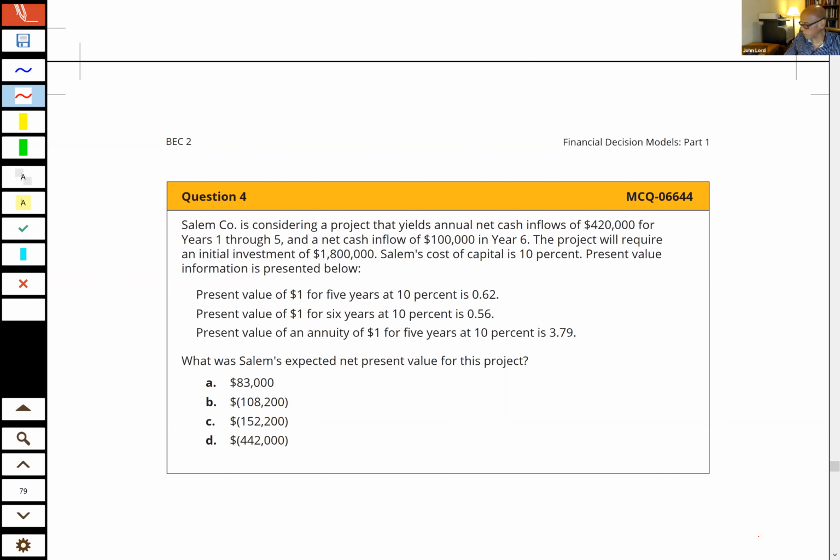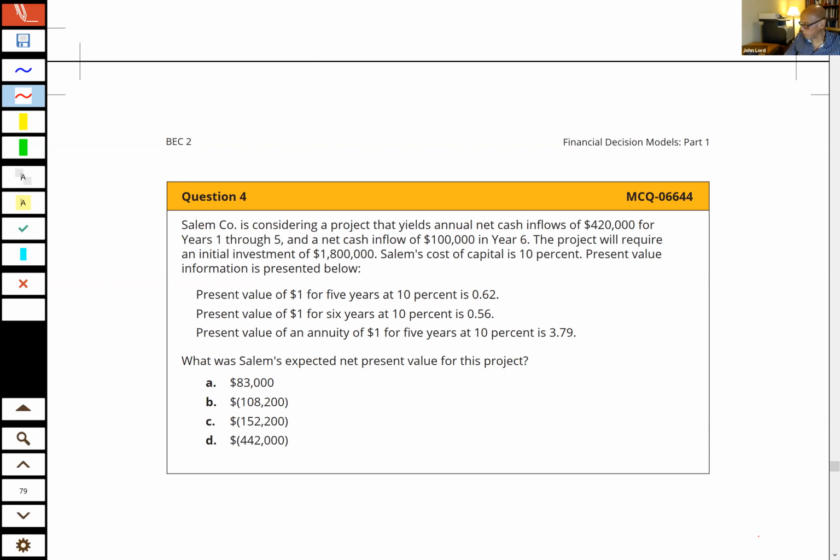But let's go through this one together, because I think half the battle here is knowing how to set this thing up. When I look at this question, I quickly read through it until I understand what's going on, and then I try to start pulling numbers out of it and set them up accordingly.